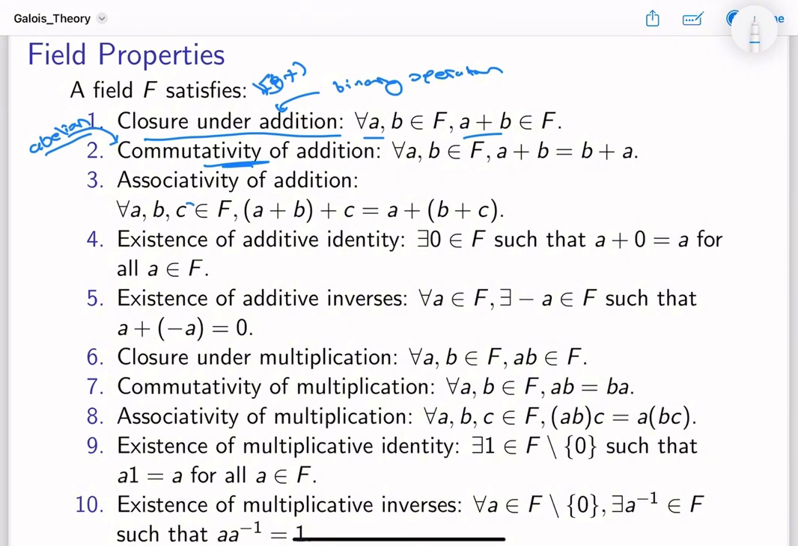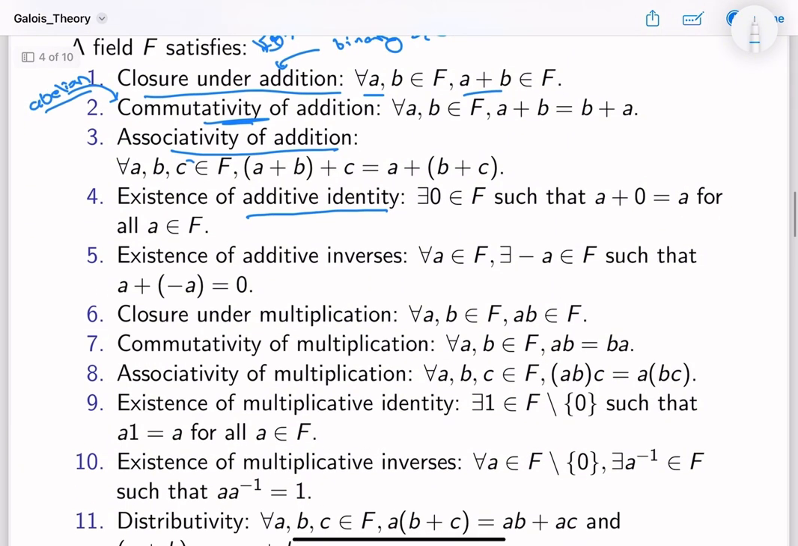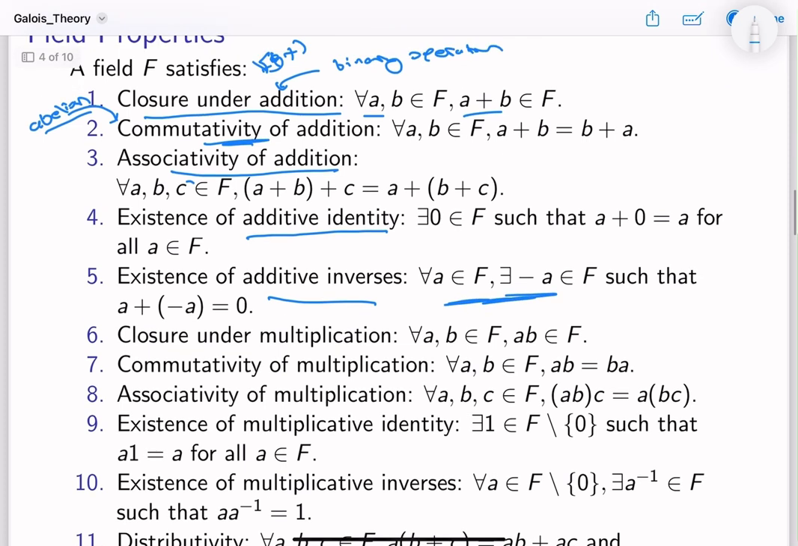We also require associativity, because this is one property that makes a group, and we require the existence of an additive identity. Also, this is one important characterization of what a group is. We require additive inverses, and this is also an additional property for F with addition to be a group, right?